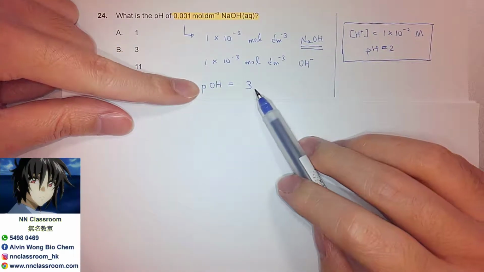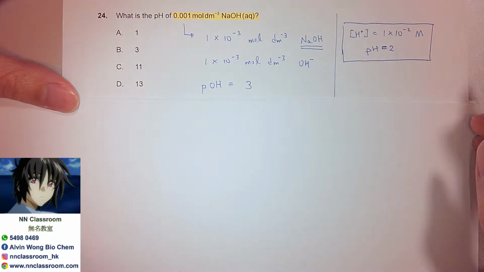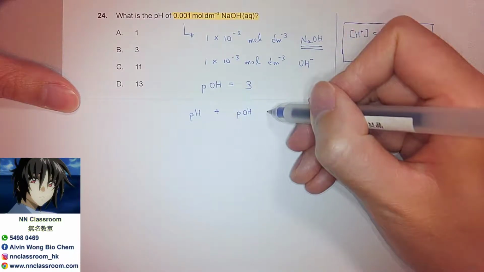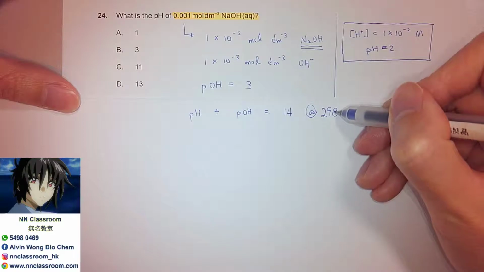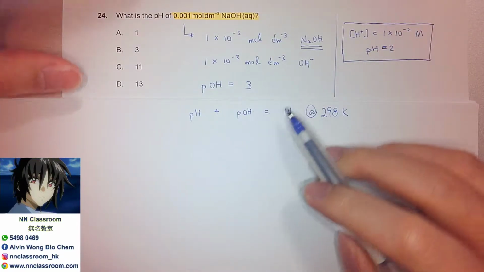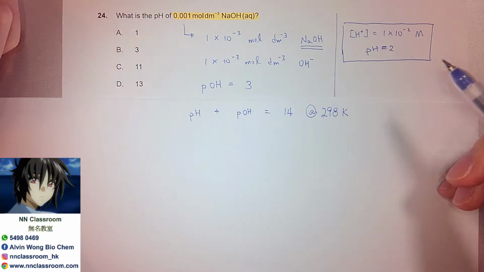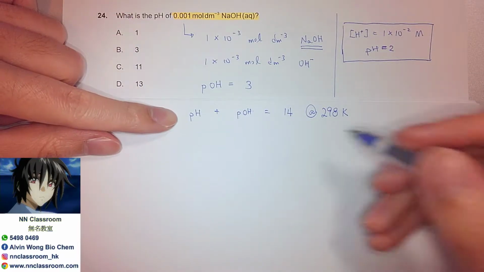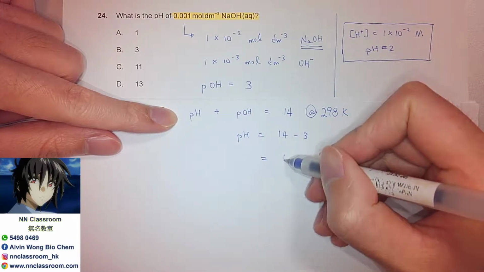After knowing the pOH, how can we get to the pH? Finally, we apply the shortcut equation: pH plus pOH equals 14, assuming room temperature, 298 Kelvin. This is a really famous shortcut applying the ionic product of water. Of course, we do not need to do the deduction, just to apply it. So in this case, the pH will be 14 subtracting 3, which is 11.